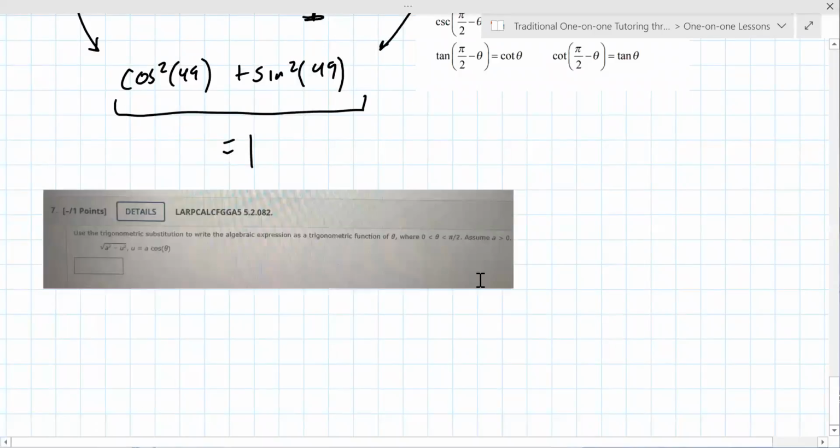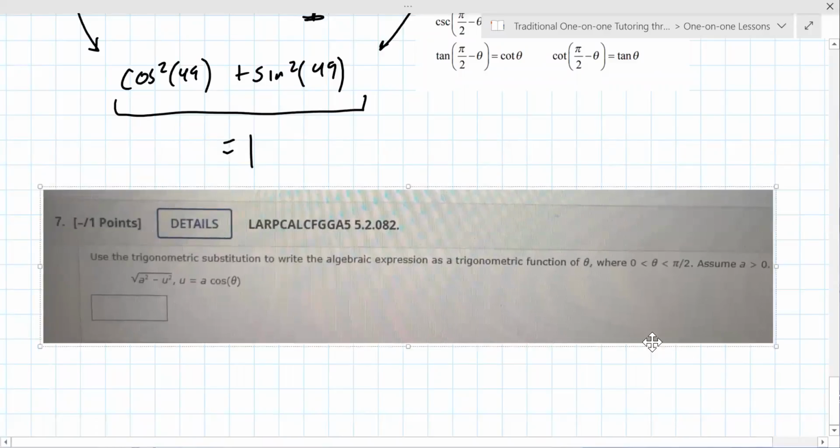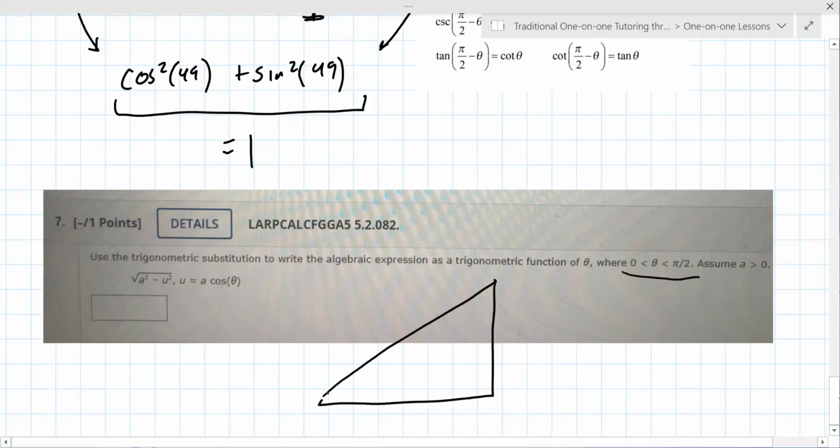Use the trigonometric substitution to write the algebraic expression as a trigonometric function of theta, where theta is between 0 and pi over 2. So what they're telling you here is, I think they're saying, hey, this is a first quadrant problem. So here's your theta, and u equals a cosine theta. That's not very useful, but if you divide both sides by a, cosine theta equals u over a. Why is that helpful? Well, cosine is adjacent over hypotenuse.